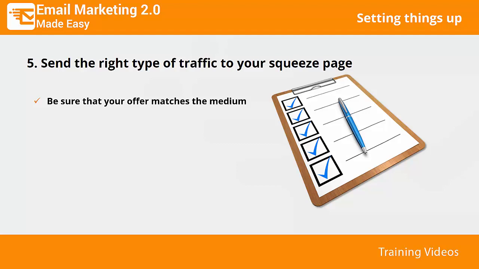Making sure that your offer matches the medium means that if you're asking for someone's email address, it's because it's required for delivering what you're offering. For example, if you want to show them a video or download a PDF file, it's not required to have an email address, unless you're offering an email course that includes PDF files or video.